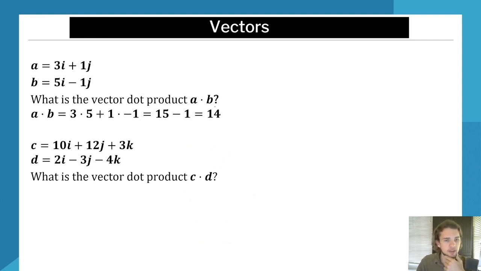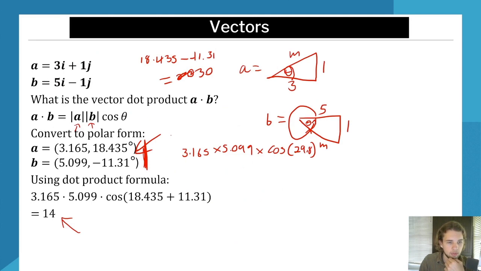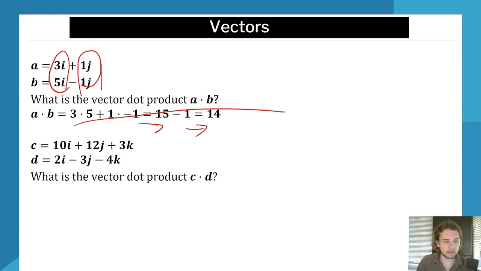Now, what is the vector dot product of A dot B? Let's actually do these questions. Oh, there's already an answer here. We have 3 times 5, 1 times minus 1, and you find that the result is 15 minus 1 equals 14. That's the same as what we did up here. It's the same set of vectors, and it comes up with the same solution. Understanding that you can do the dot product this way will help you with some proofs, and it will help you simplify your working instead of having to convert to polar form every time, which takes a lot of time.